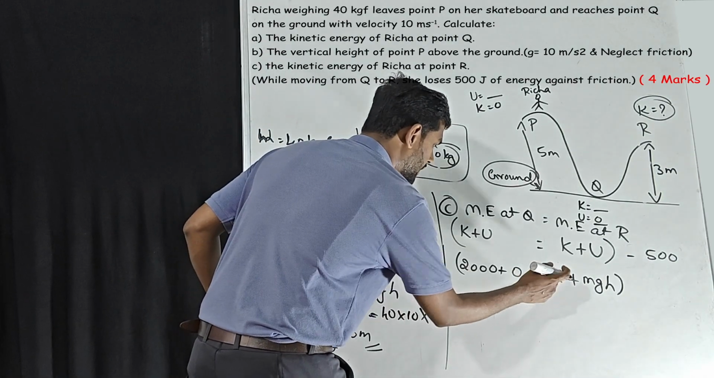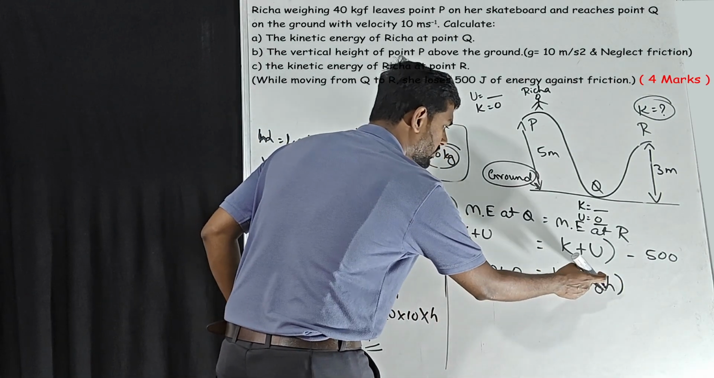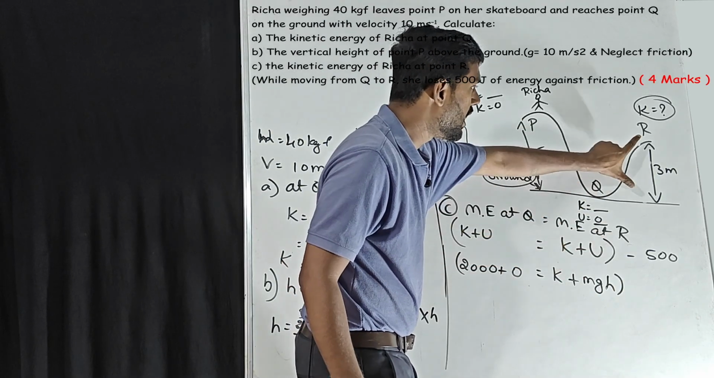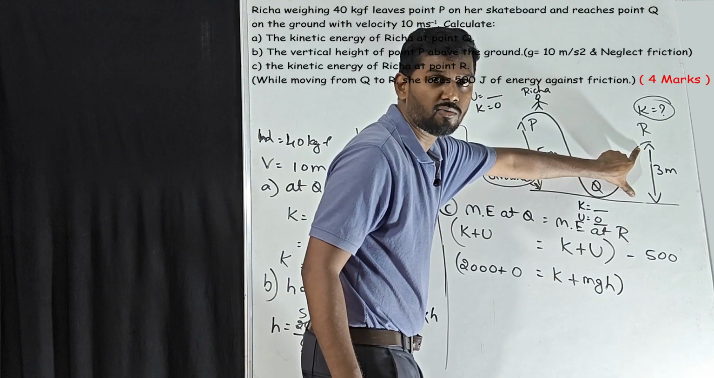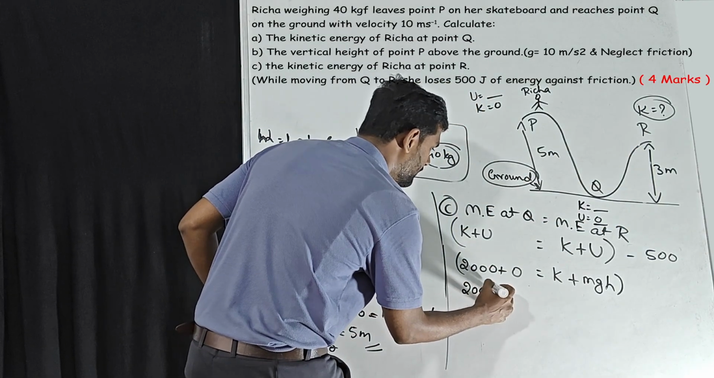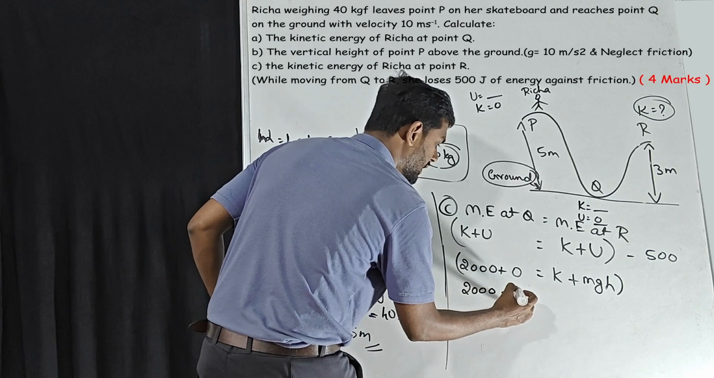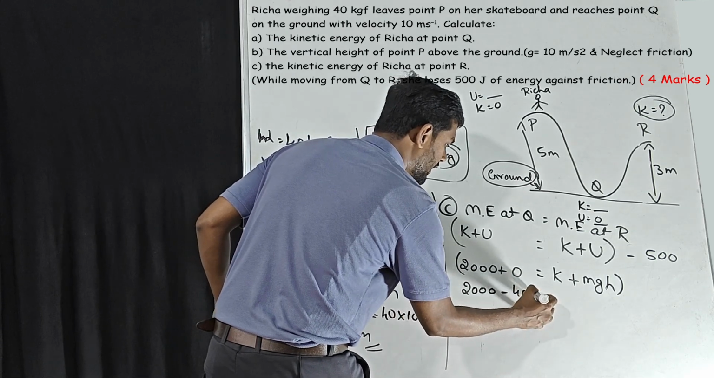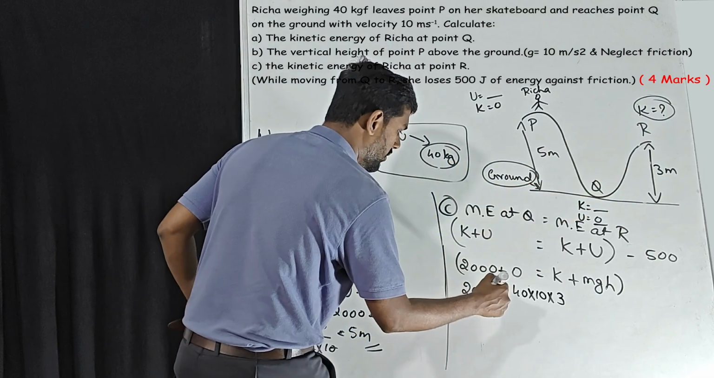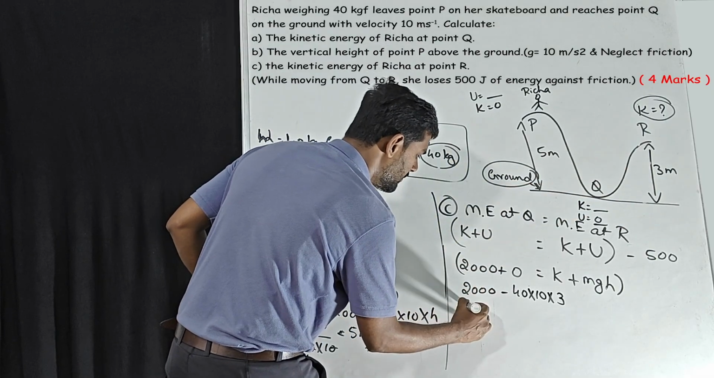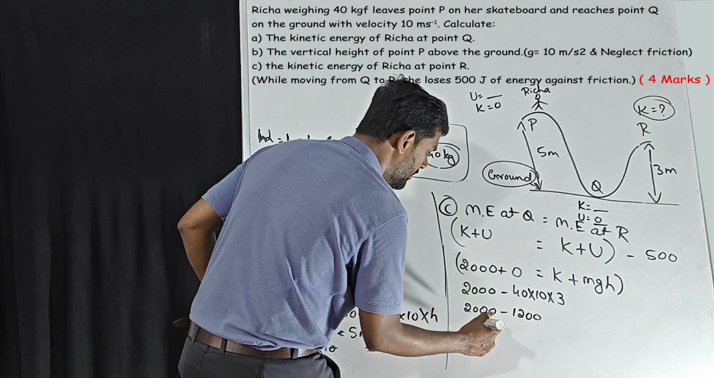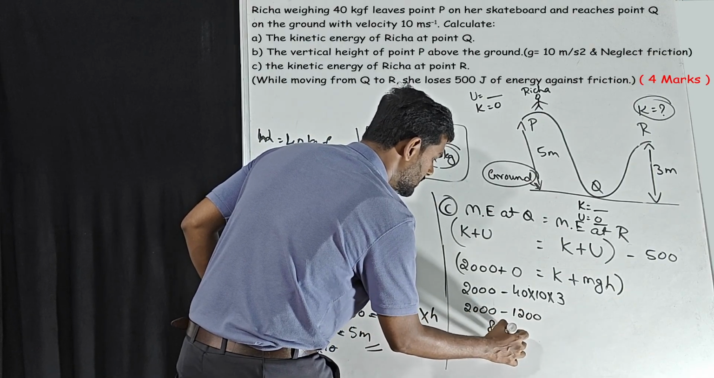Now here we want K. What is mgh? Mass 40 into 10 into height. What height? It is U at R, right? This height we have to take. At R, whatever height we have, that height we have to take. So it is 2000. This plus, if you send that side, that is minus mgh, 40 into 10 into height, that is 3. Now you subtract it. 2000 minus 1200, so that will be equal to 800 joules.